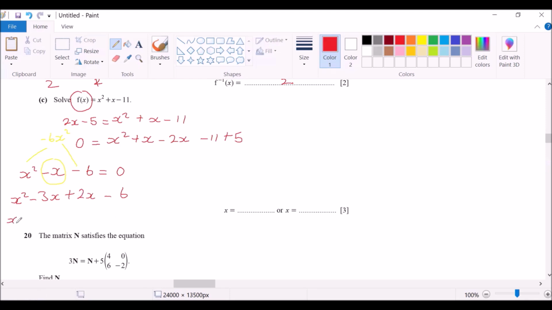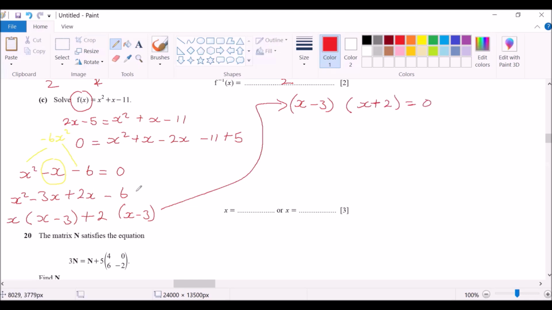So now we have x factor of (x minus 3) plus 2 factor of (x minus 3). We factor out x minus 3 and we remain with x plus 2 being equal to 0. Remember, all this is equal to 0. So either x minus 3 is equal to 0 or x plus 2 is equal to 0. x is equal to 3, or x is equal to minus 2. So our answer will be x is equal to 3 or x is equal to minus 2.